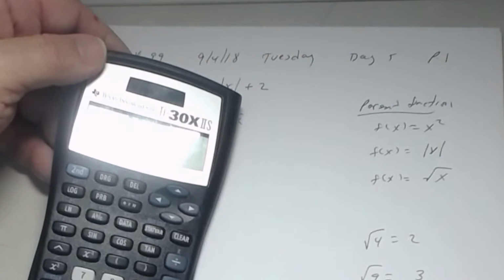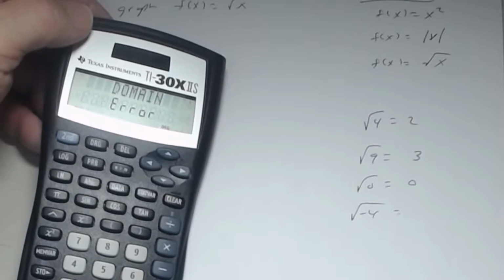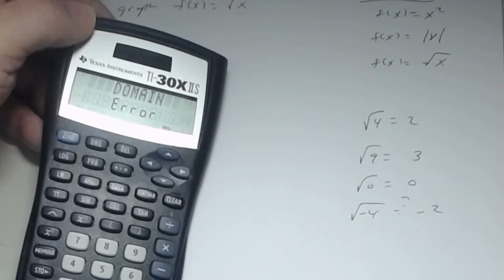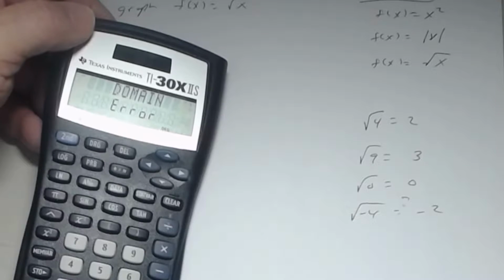So if you ask yourself, what about negative 4? What real number times itself is negative 4? What do you think? Some people may say negative 2. But a negative 2 times a negative 2 is a positive. Exactly. All right, so the square root of negative 4 is not negative 2.